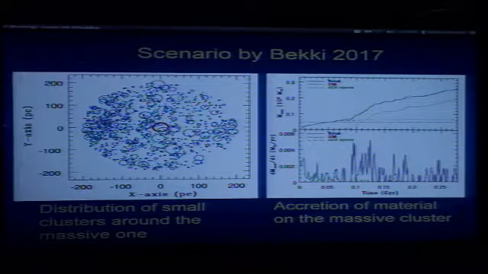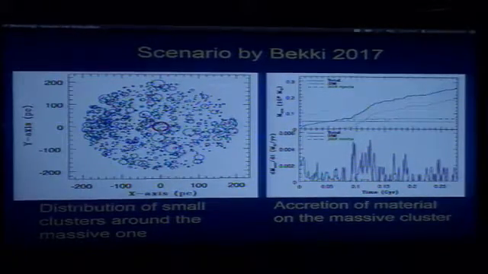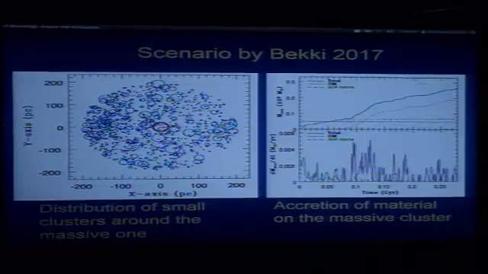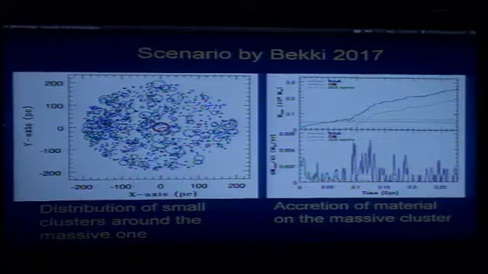So this is a variant of the model that has been proposed previously by D'Ercole et al. But the variation here is that you include mass that comes from all this big association of clusters that is around the original one. And in this way, possibly you can solve this issue of the mass budget problem.